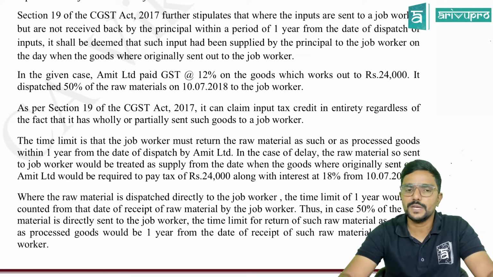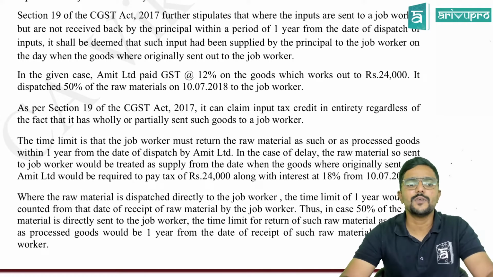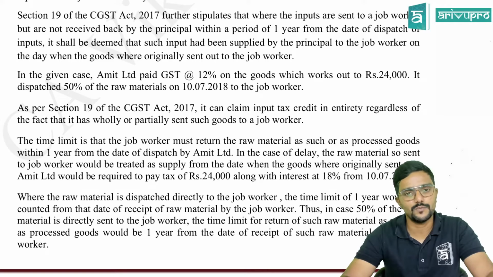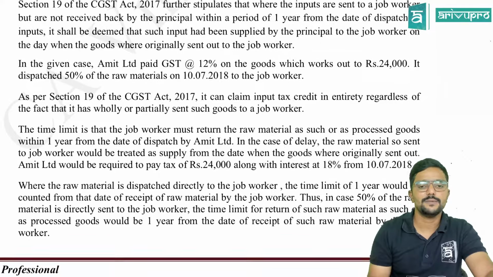In the given case, Amit Limited paid 12% on goods which works out to 24,000. It dispatched 50% of the raw materials on 10th July 2018 to the job worker. As per section 19 of CGST Act 2017, it can claim input tax credit in entirety, that is, they can claim full 24,000 credit regardless of the fact that it has wholly or partially sent such goods to a job worker. So they have sent 50% of that to the job worker, but still they can claim 100% credit.